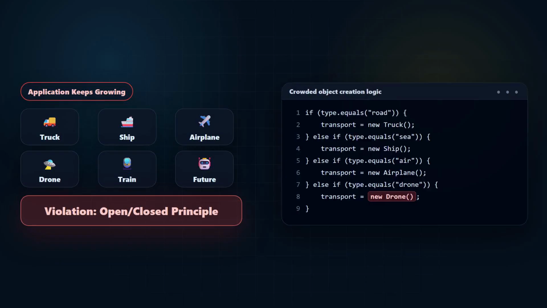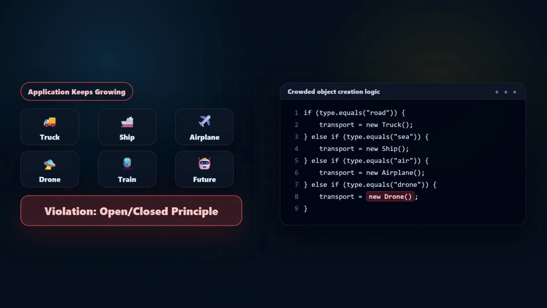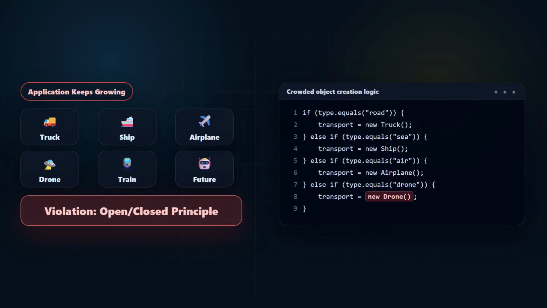We need a way to create objects without forcing the client or business logic to know the exact concrete class. That is where the factory method pattern comes in.